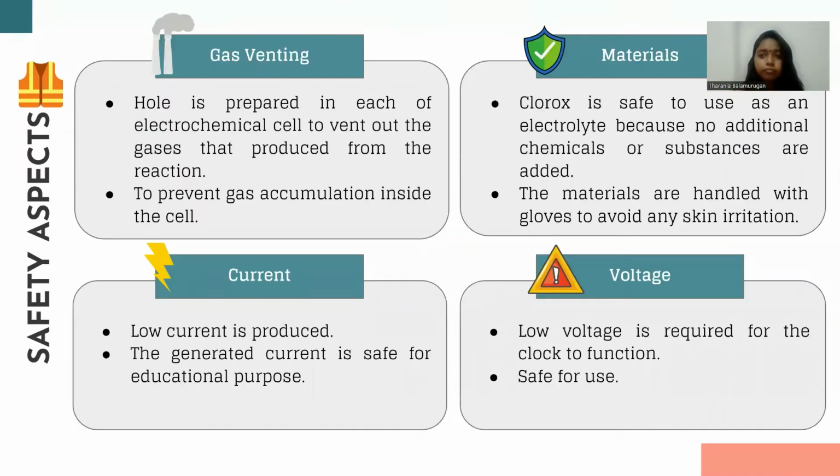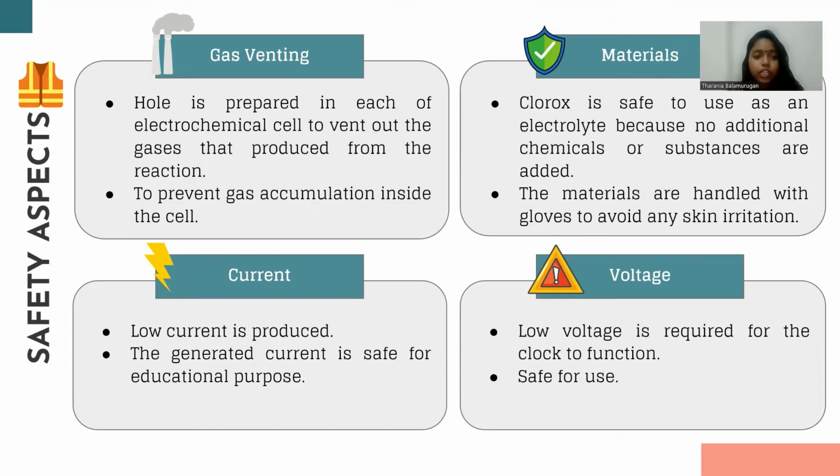Next, for safety aspects, a hole is prepared in each electrochemical cell to vent out the gases produced from the reaction. The purpose of this hole is to prevent any gas accumulation inside the cell which will affect the final result. The second one, material.